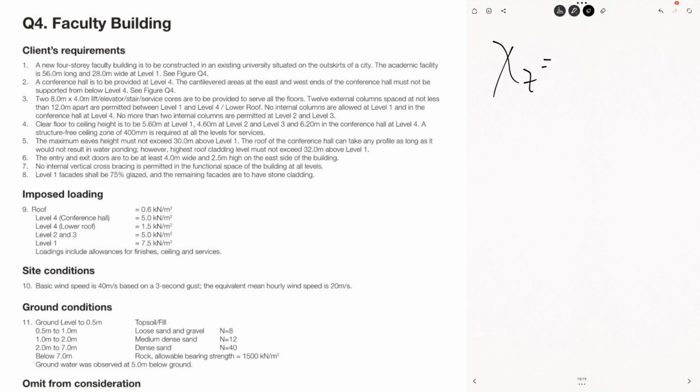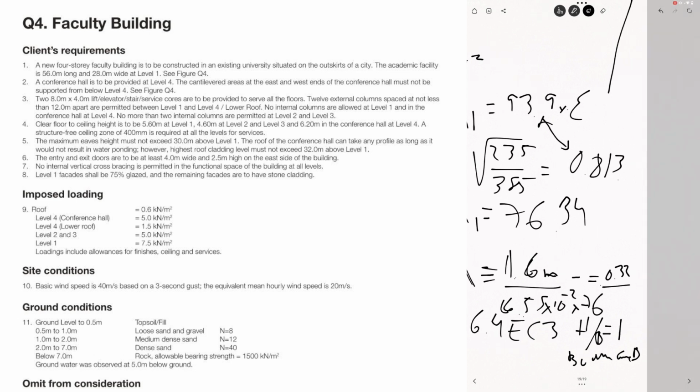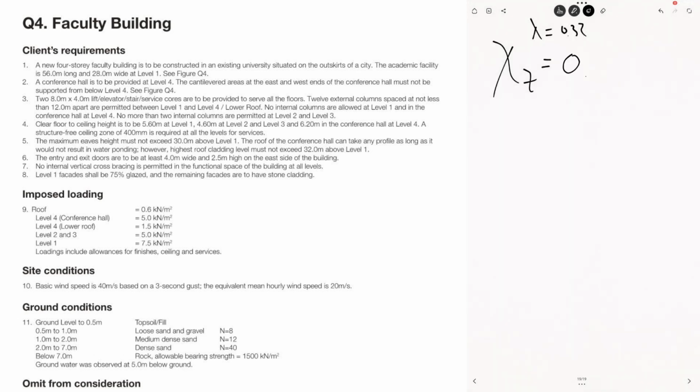So from this figure, my reduction factor for a lambda of 0.32, which we calculated here, is equal to 0.95. That means that my resistance to buckling will be equal to 0.95 times the area, which was 133. This is in centimeters, so times, okay, this is getting too big. Let me rewrite it.